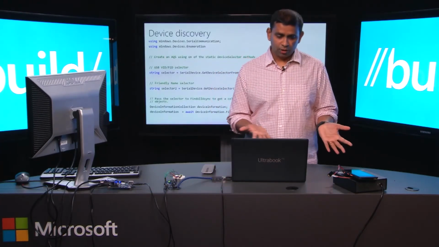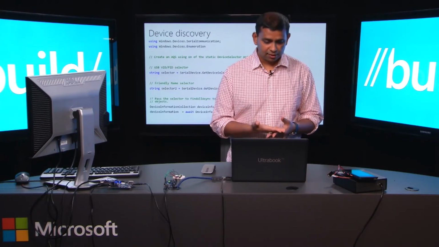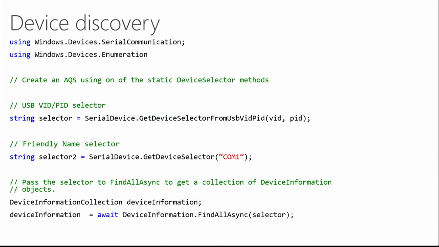So let's look at how it looks in code. Like we just went through, you have a selector. In this case, we are using a selector which uses the USB vid and PID. There's another example of a selector which uses the friendly name, which can also be COM1 if that's what it shows up as.